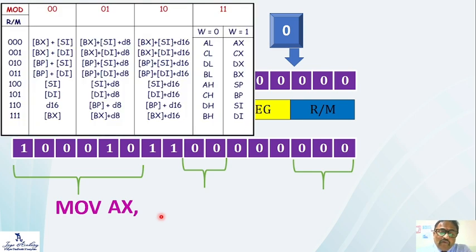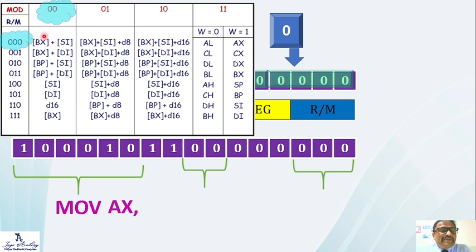Now, how do you get it from this table? Look at the mode 00. Where do you have mode 00? Mode 00 is here. And look at the corresponding RBM bit. What is the RBM bit here? RBM bit is 000.